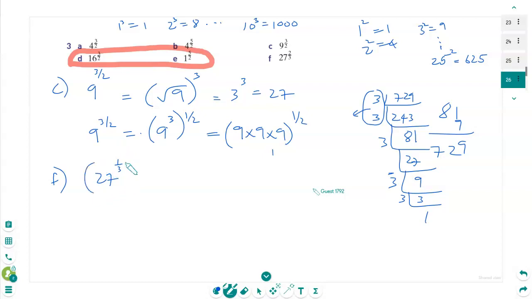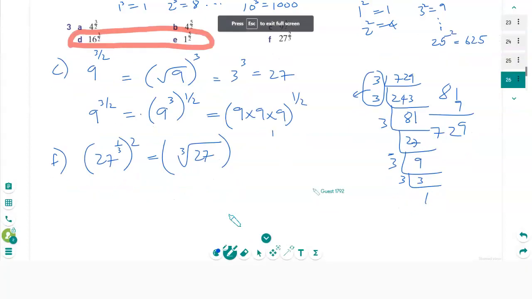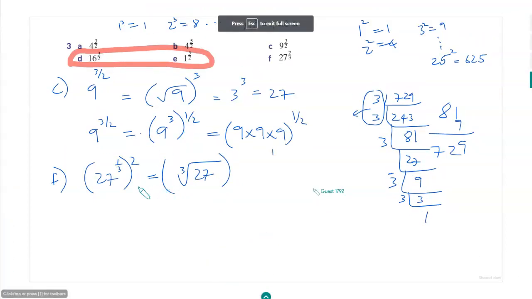27 to the power of 2 by 3. Yeah, so it's like to the power 1 by 3 whole to the power 2, right? Yes. So that's cube root of 27 to the power 2. What is cube root of 27? 3. 3, so that's 3 to the power of 2, which is? 9. 9, very good. So you got the idea, right? Yes.